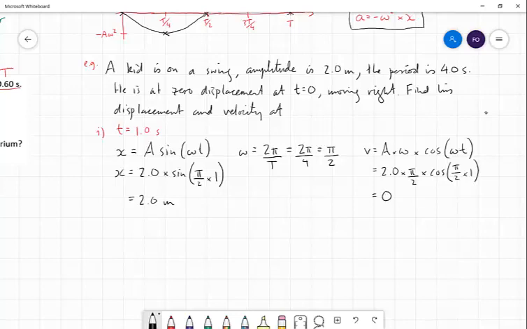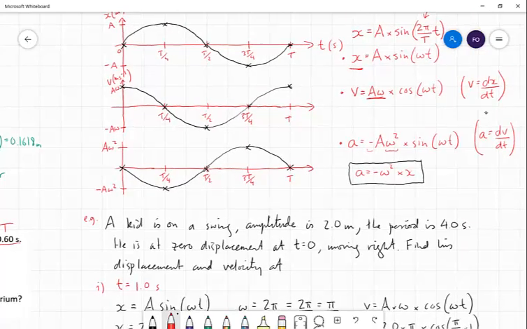So after 1 second, this kid on the swing will be at 2 meters displacement, so they will have swung out to their maximum position, and at that instant they're moving at 0 meters per second. So that one's fairly straightforward, and we've just confirmed that the equations work for that position. And I'll just show you here: a quarter period is here, so they're at maximum displacement and they have 0 velocity. So the equations are consistent with the graph.